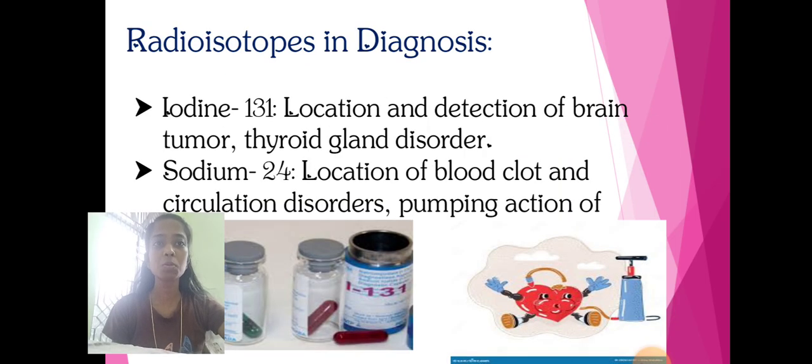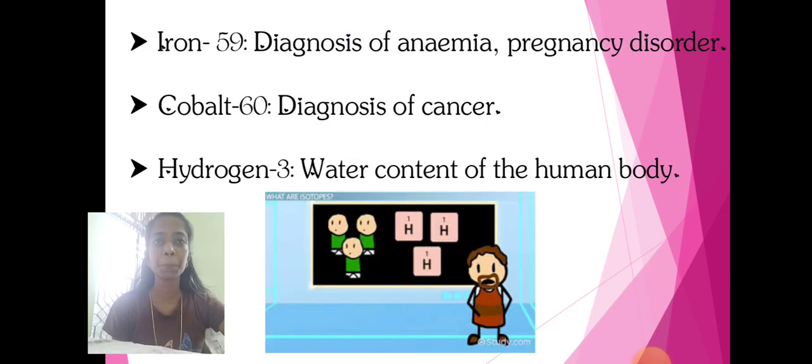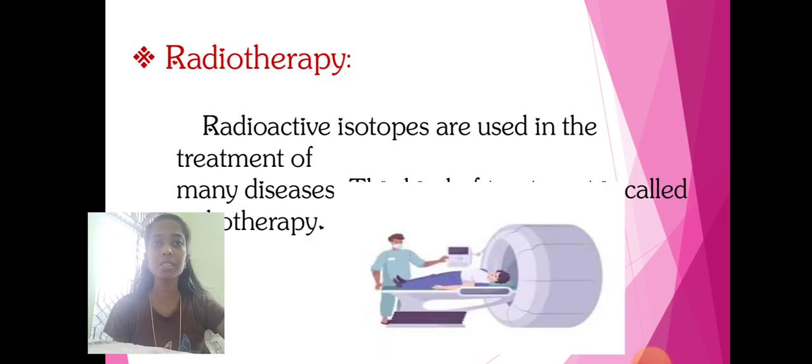Then radioisotopes in diagnosis, and here some of the isotopes are given. The first one is iodine-131. It is used to locate and detect brain tumors. Sodium-24 is used for detecting the location of blood clots. Then iron-59 is used for the diagnosis of anemia. Cobalt-60 is used for the diagnosis of cancer. And hydrogen-3 is used to determine the water content of the human body. Next is radiotherapy. Radioactive isotopes are used in the treatment of many diseases.